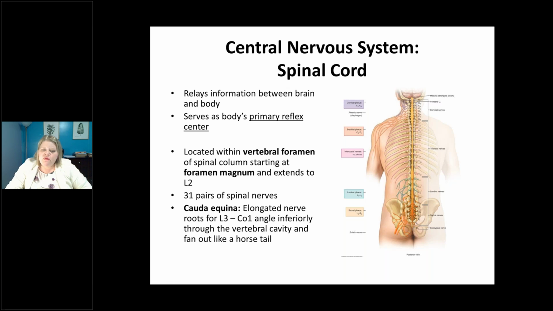Okay, so moving to the spinal cord of the central nervous system. The role of the spinal cord is to relay information between the brain and the body. The spinal cord serves as the body's primary reflex center. It is receiving input from the sensory receptors and the sensory nerves, and then releasing motor output to the effector tissues, whether that be muscle or glands.